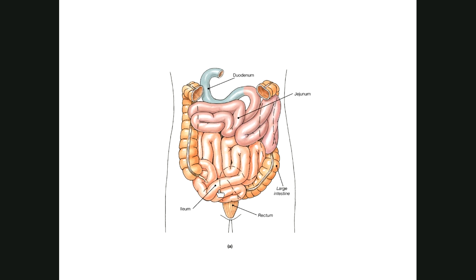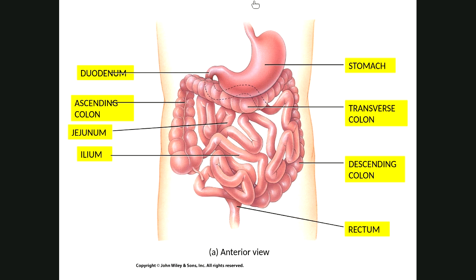The ileum goes into the ascending colon up here, the transverse colon, and down the descending colon into the rectum and out of the anus. Right? So stomach, duodenum, small intestine. I'm sorry, the small intestine starts with the duodenum, continues into the jejunum, transfers into the ileum, into the ascending colon, transverse colon, descending colon, through the rectum, out the anus.